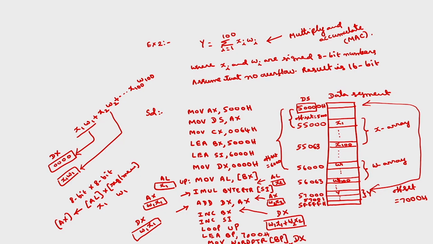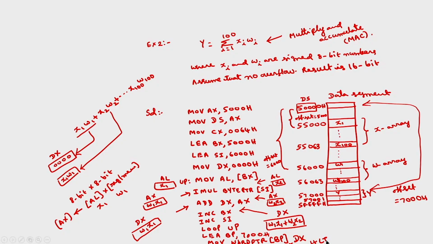The 16-bit result of y was there in DX, and I am moving it to two locations because of word ptr. BP has pointed to 7000, but the result is 16-bit, so this will be stored in 57000 and 57001. Then halt.